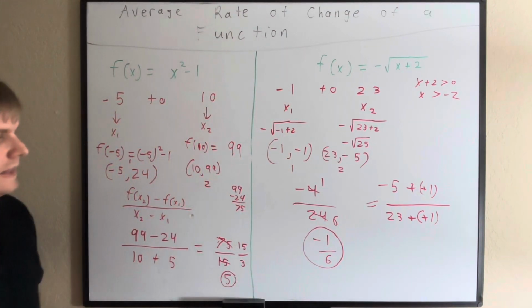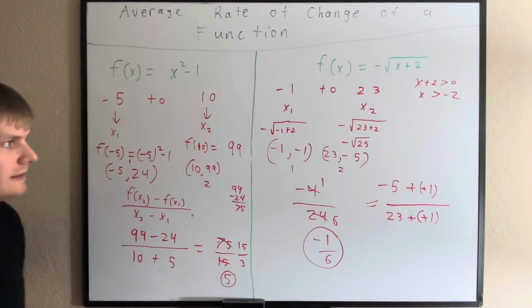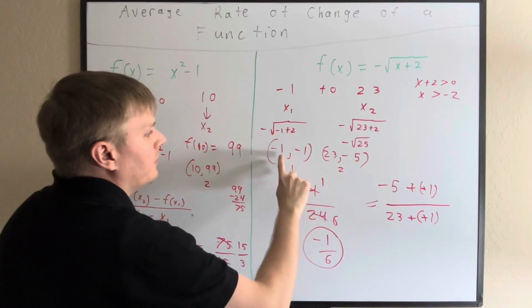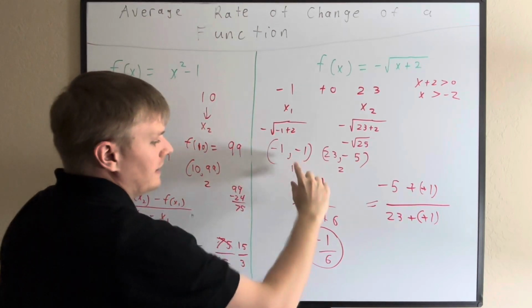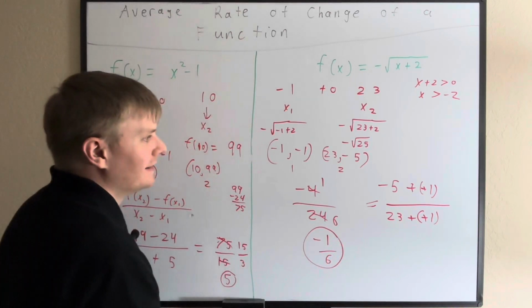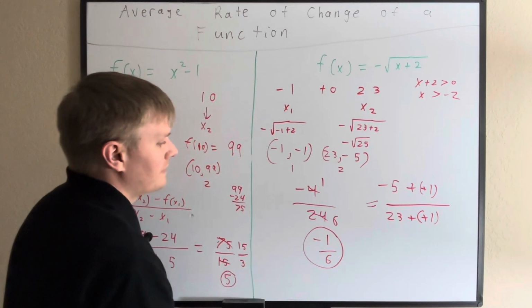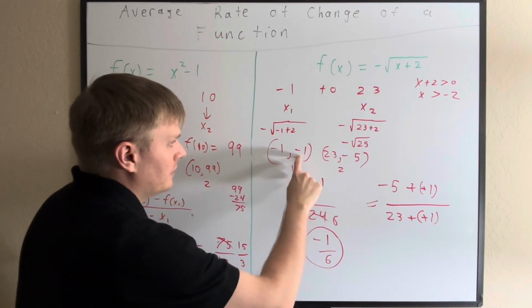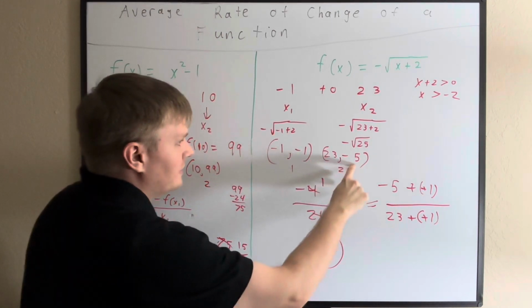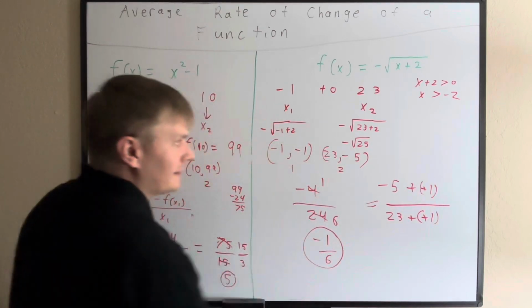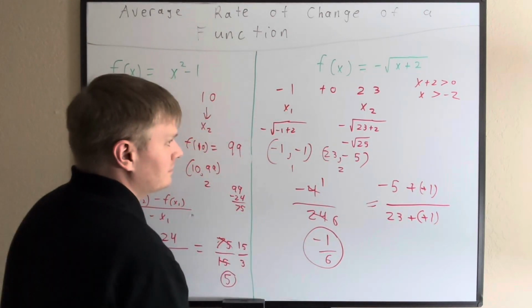It means it goes down 1/6 every time we go over 1 in this domain. The average would be going down 1/6. So we're not going down very fast, are we? Because we went from -1 just to -5 over 24 spots, 25 really.